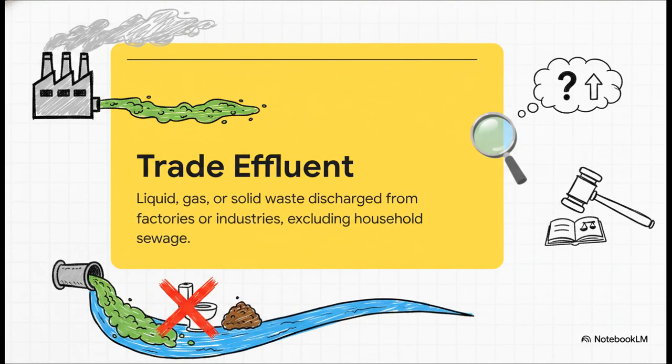Next up is trade effluent. And guys, precision here is literally everything. Under the Water Act, this specifically means liquid, gas, or solid waste released from industries. It deliberately excludes household sewage, so leave the residential toilets out of it. If a manufacturing plant is dumping chemicals, you must use the legal term trade effluent in your answer, not just a generic word like pollution.